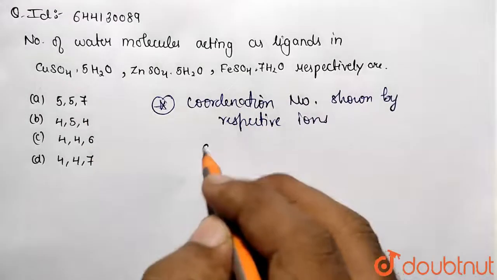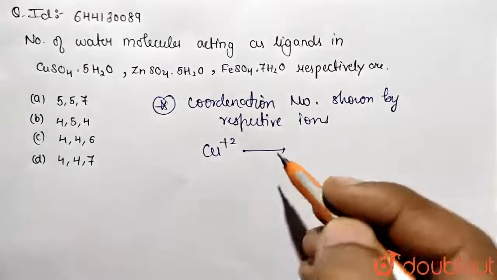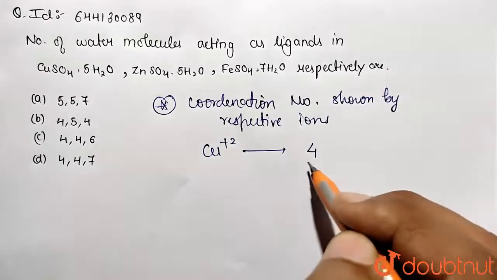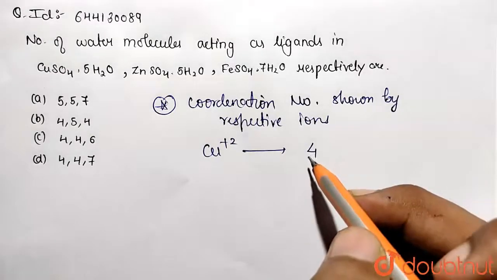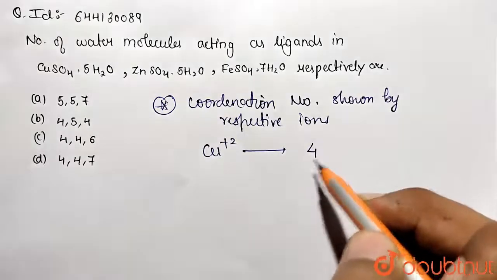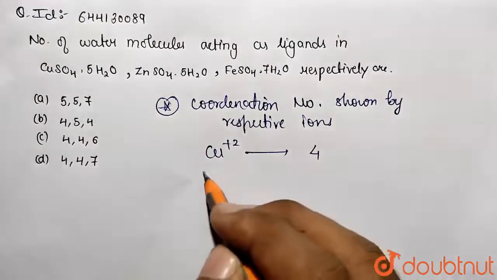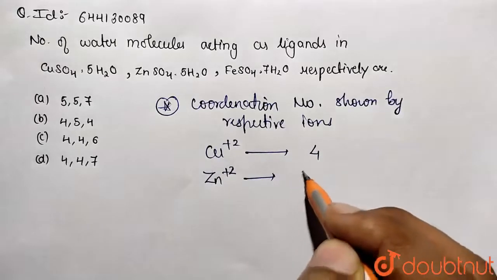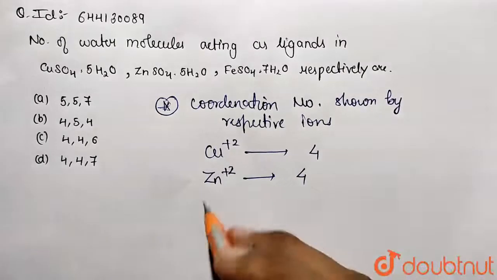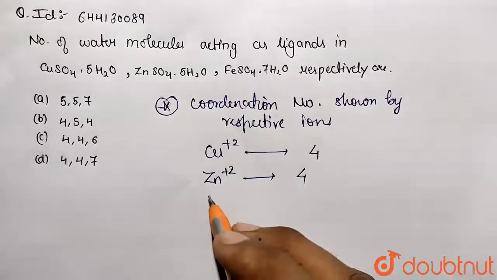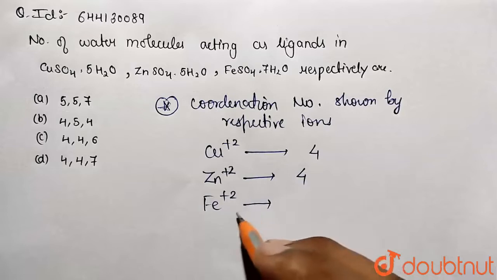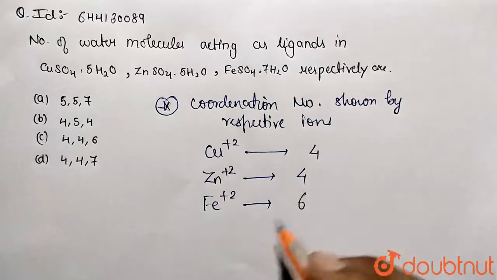Here we have the copper diapositive ion. It is going to show a coordination number of 4. That means it can be surrounded by a maximum of 4 ligands. Similarly, zinc diapositive also shows a coordination number of 4, so it can also be surrounded by 4 ligands. Similarly, for iron, its coordination number is 6. It can be surrounded by 6 ligands.